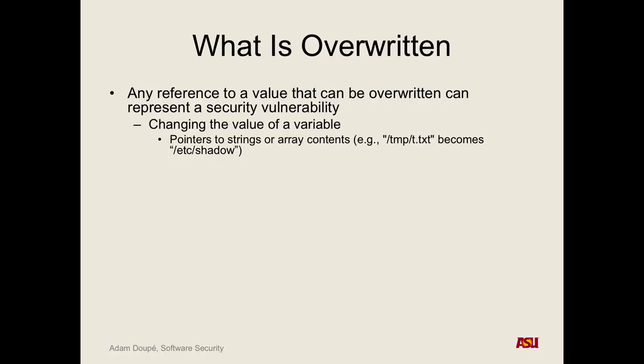So, for instance, what if you overwrote a pointer to a file that was going to be displayed to the user, and instead of it being /tmp/t.txt, it became /etc/shadow? Now it's outputting the /etc/shadow file, which I can then try to crack passwords on. Integer value: if there's a way I can overflow some setuid value to change it to be root, to change it to be zero.